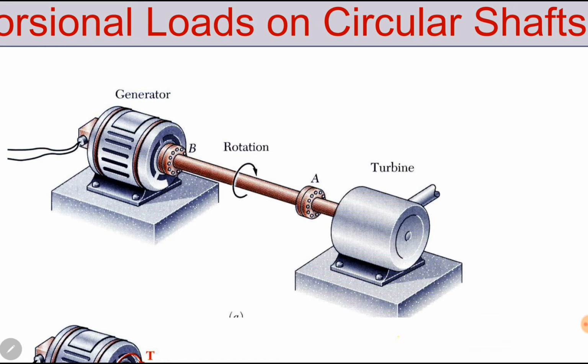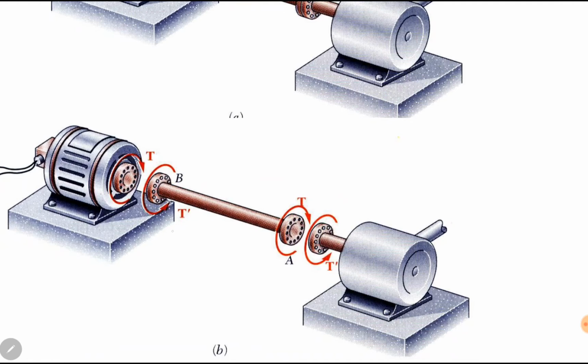Since the generator has weight and, due to inertia, it resists the rotation produced by the shaft, the generator applies a reverse torque on the shaft, opposite to that applied by the turbine. So the shaft between the generator and the turbine remains under two equal and opposite torques at the two ends. You can see at end A, this torque is applied by the turbine, and at end B, an opposite torque is applied by the generator.